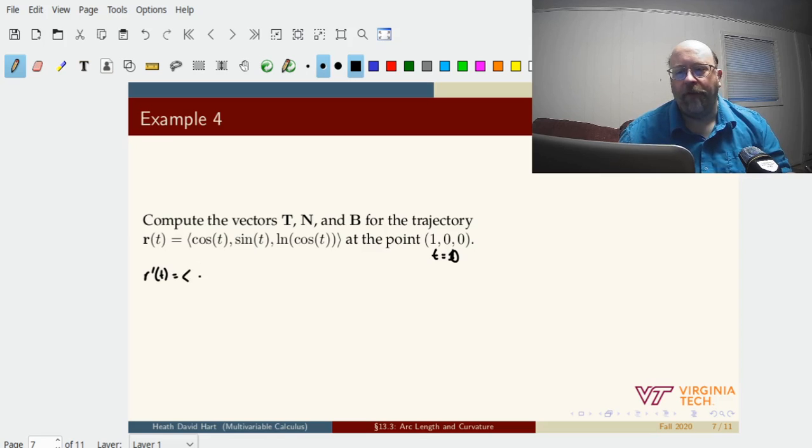At this time, the derivative will be: derivative of cosine is negative sine. Derivative of sine is cosine. The derivative of the natural log of something is 1 over whatever that object is, but then we have to multiply by the derivative of cosine, which is negative sine. And negative sine over cosine is the same thing as negative tangent. So this is negative sine t, cosine t, and then negative tangent of t.